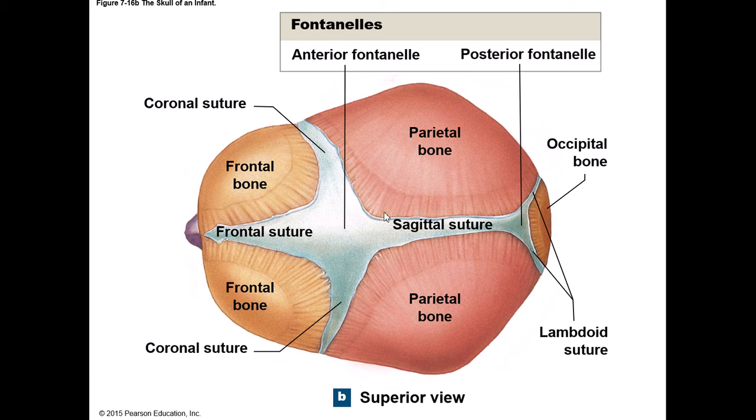The soft spots that we're talking about, known as fontanelles, are these larger areas where the sutures are going to meet. So the first one that I'd like you to know is called the anterior fontanelle, where the coronal suture meets the frontal suture and meets the sagittal suture. This big intersection right here is known as the anterior fontanelle. A bit smaller right here is the posterior fontanelle. This is where the lambdoid suture meets the sagittal suture.